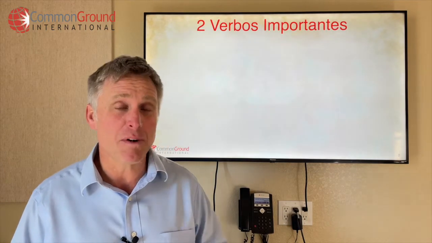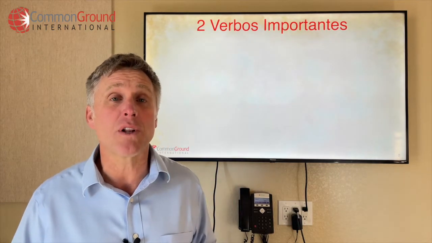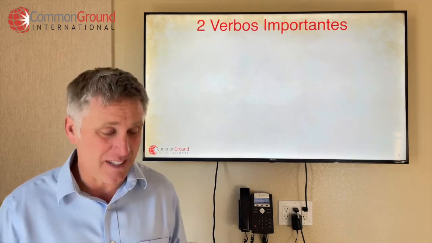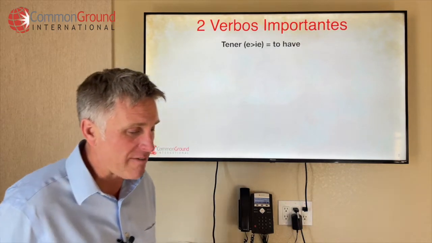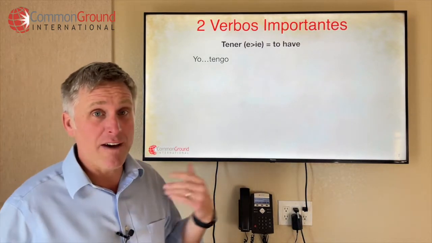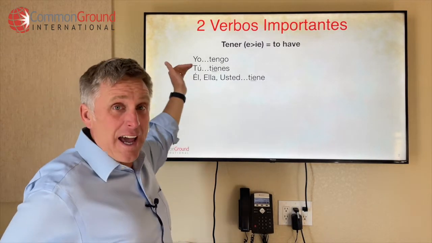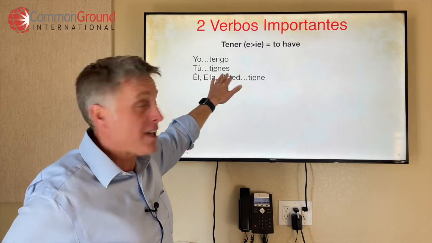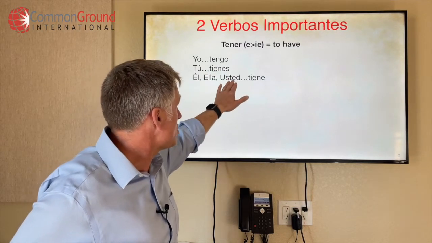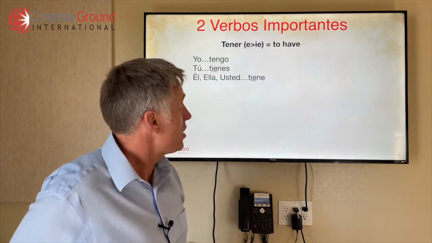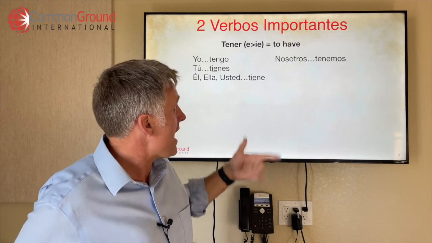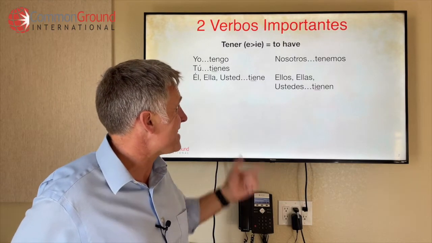Before we get too deep in vocabulario, let's review a couple of verbos importantes. Dos verbos importantes. We've got el verbo tener, which is the verb to have. Yo tengo, tú tienes, él, ella, usted tiene. So I have, you have, the tú form like for kids. Él, ella, he, she, usted, you form for adults, tiene. Nosotros tenemos, we have. Ellos, ellas, ustedes tienen.